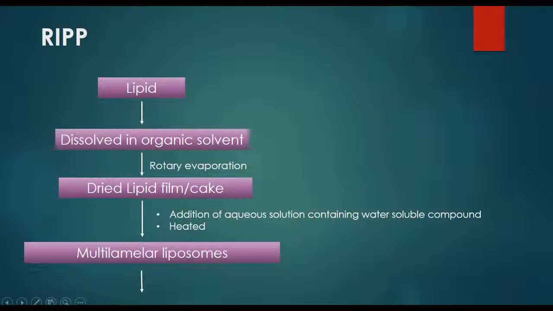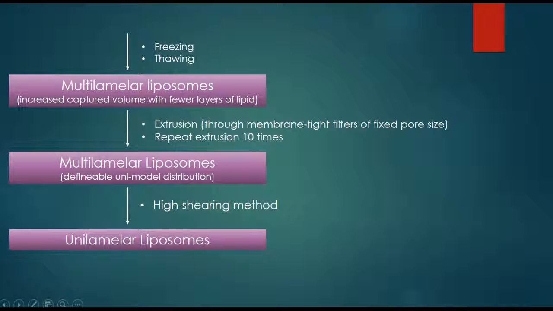For the liposome synthesis process, lipid is the starting biomaterial used, and it is dissolved in the organic solvent. The mixture will then undergo rotary evaporation to produce a dried lipid film or cake. Next is the addition of an aqueous solution containing water-soluble compounds, which is brought to heat to produce multilamellar liposomes. The multilamellar liposomes are then frozen and thawed to increase the captured volume.